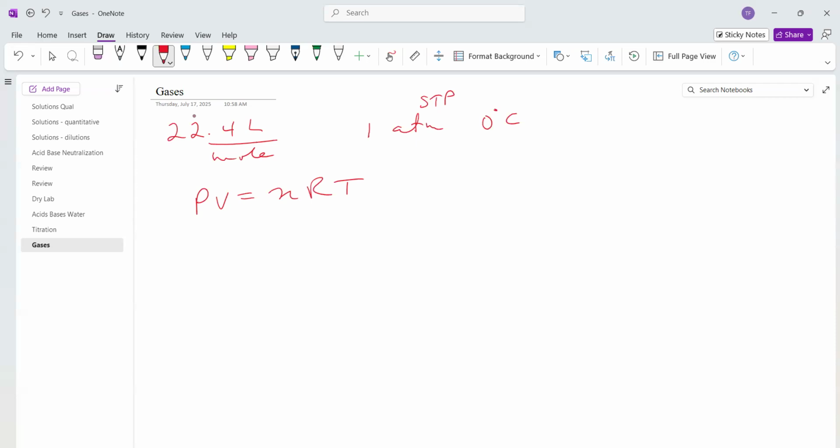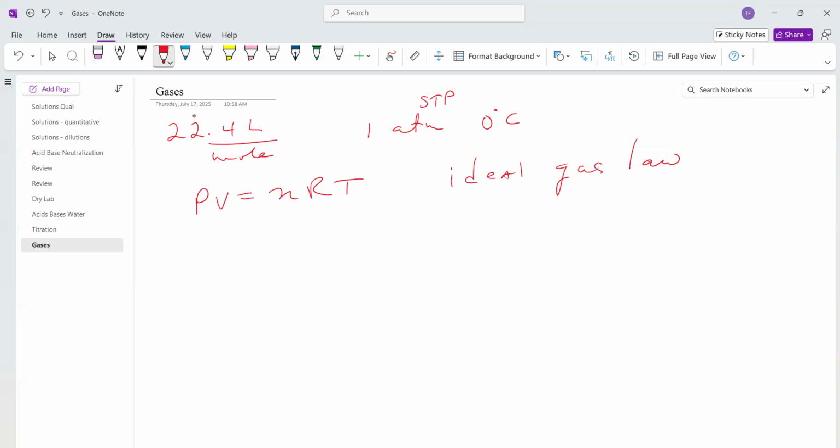Now, what relates that is this equation, the ideal gas law. The ideal gas law works when we have relatively low pressures, not 300 atmospheres. When we have relatively reasonable temperatures, not a million degrees, then there are deviations from the ideal gas law. But under normal circumstances, this works fine. PV is equal to nRT.